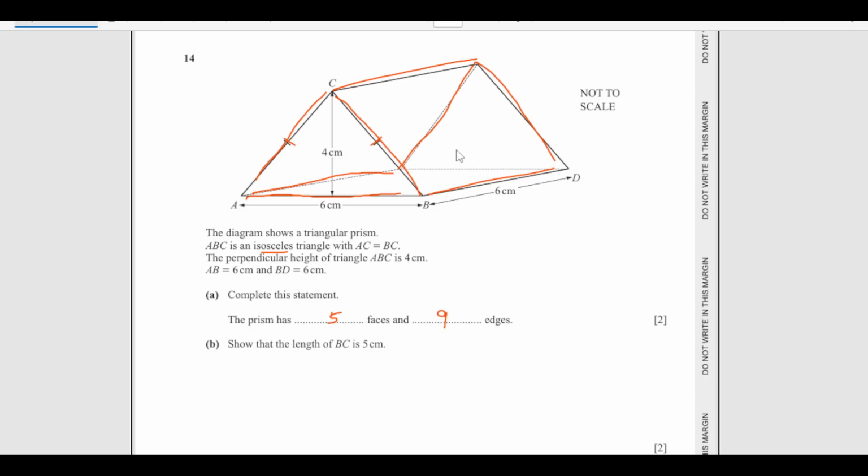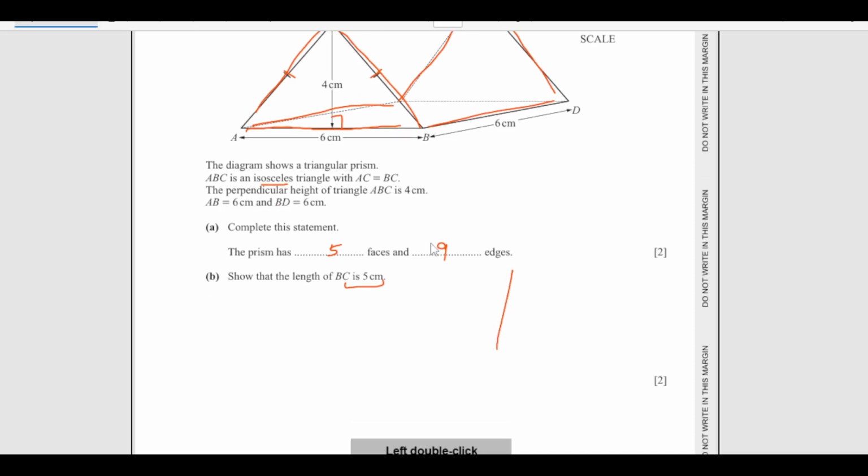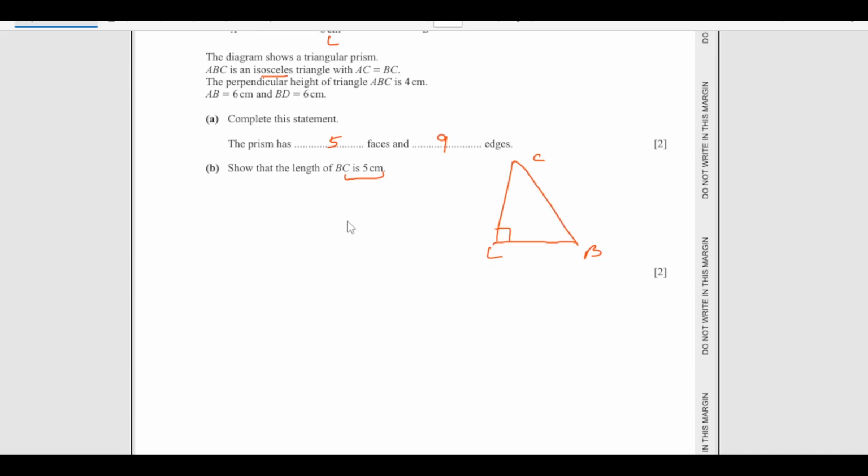Okay, now show that the length of BC is 5 centimeter. Now BC is here, so if you see, this is a right angle triangle, and so if I draw this one here, it is like this. So this angle is 90. So BC, so this one here, this angle is 90, so we can use Pythagoras theorem to find out this. This is BC. Let's say this is point L.